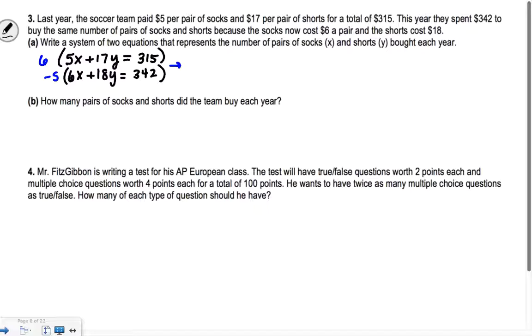All right, so help me out with some multiplication here. Let me get my calculator out, I guess. So, oh yes, I could do that one. Thank you. 30x plus, what was it? It should end in a 2. Let's see, 102y equals 1890. Okay. And then I multiply through by -5, so I have -30x minus 90y equals, what's this one? Okay, say it louder. What is it?